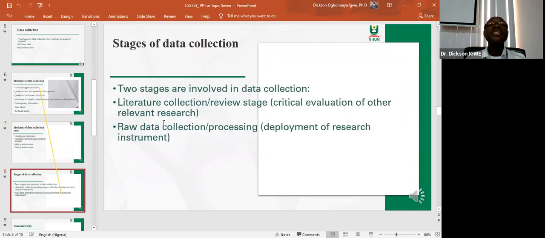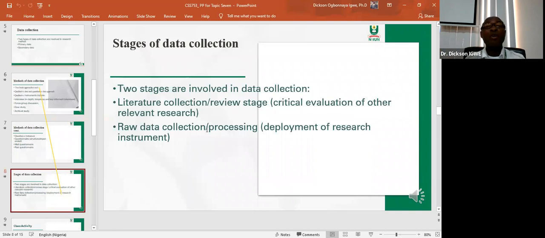So the next is the stages of data collection. The stages of data collection include 2 stages. The literature collection, that is the review stage. At this stage, what you do is critical evaluation of other people's relevant research work, research conclusions, research findings. But remember, this literature review falls under secondary data, not primary data. As such, when you are making inference, you must be careful about copy and paste so you don't fall victim of plagiarism.